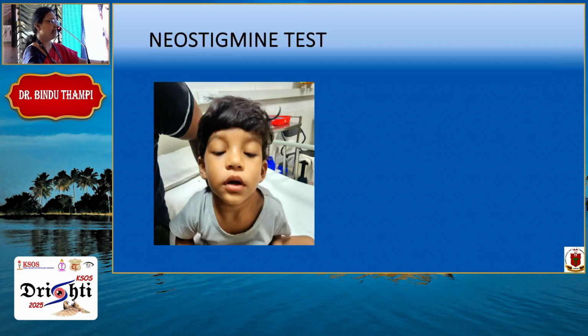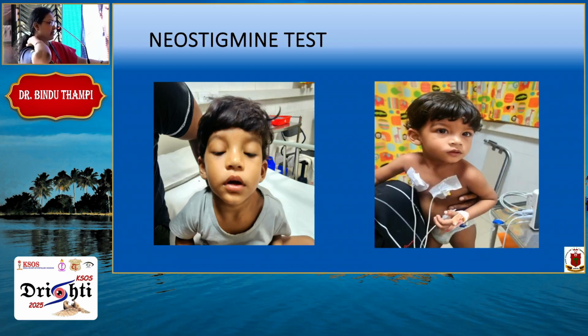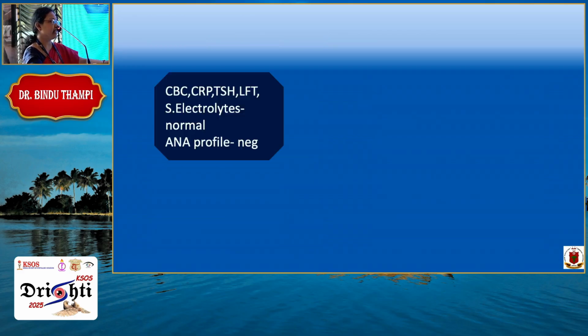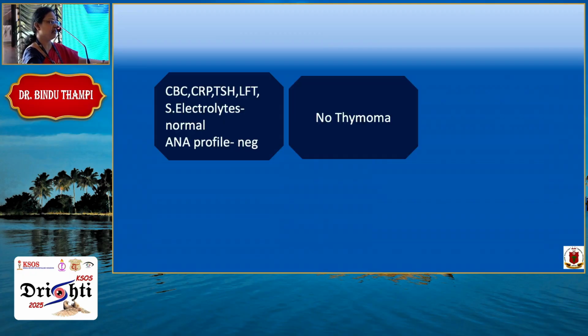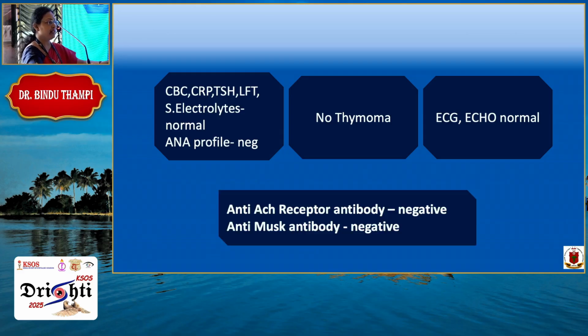A neostigmine challenge test was done. Neostigmine 0.4 milligram was given IM with all due precautions in a pediatric ICU, which turned out to be positive. That is, there was remarkable improvement in ptosis. The child had expressions in the face, and the nasolabial fold was there. Other investigations like blood investigations were normal. There was no thymoma on imaging. But on serology, the anti-acetylcholine receptor antibody and the anti-muscle specific kinase antibody were negative.